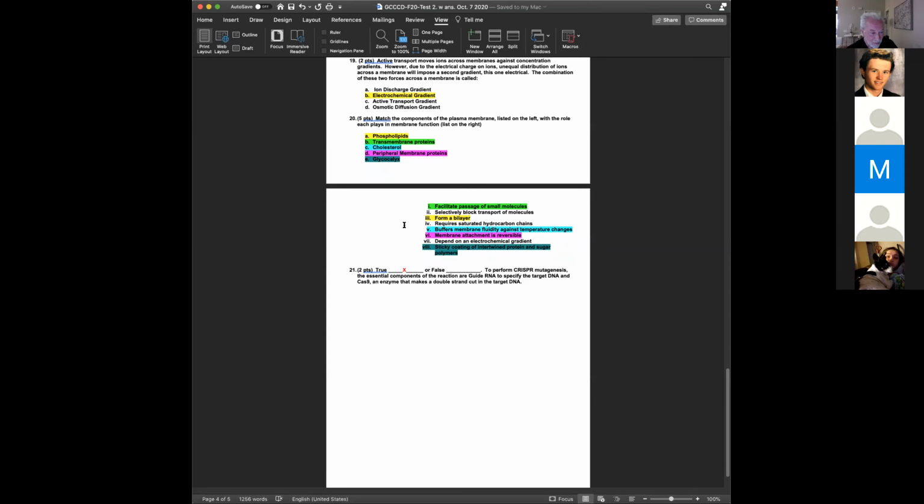And finally, question about CRISPR. I think everyone in the class got this right. It's true. The statement about CRISPR with a guide RNA and an enzyme that makes a double strand cut, that's a true statement.